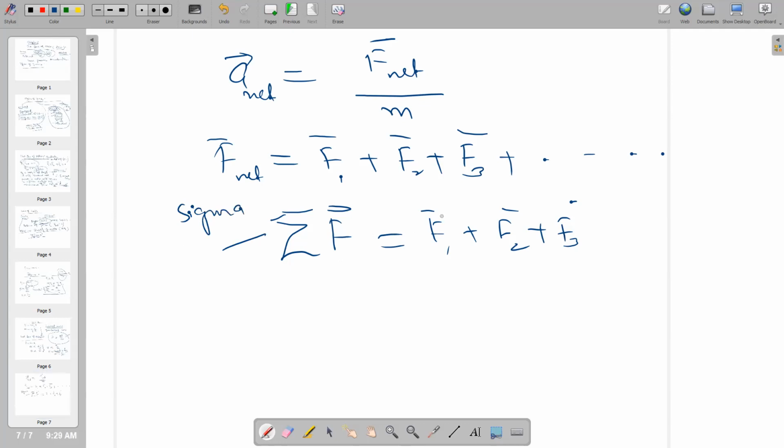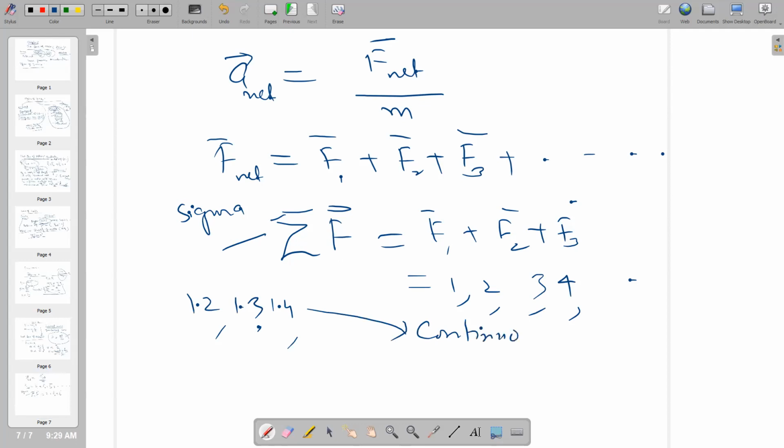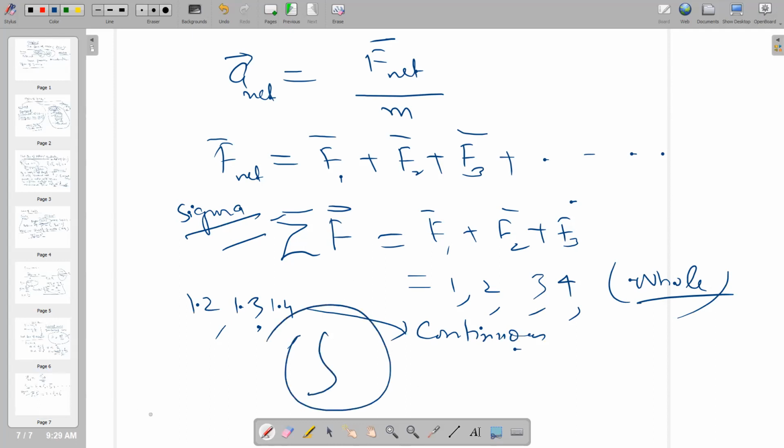But you can apply sigma if the values are integers. Integers mean 1, 2, 3, 4, like this one. But if the numbers are like 1.2, 1.3, 1.4, these are called continuous numbers, and these others are whole numbers, integers. If the values are whole, apply sigma. If the values are continuous, apply the integral sign. You have studied this maybe in your mathematics course.